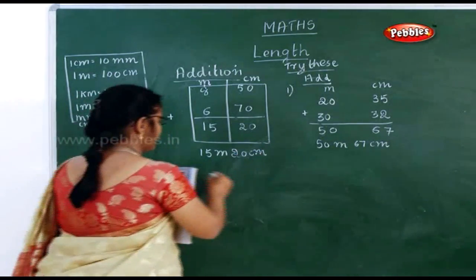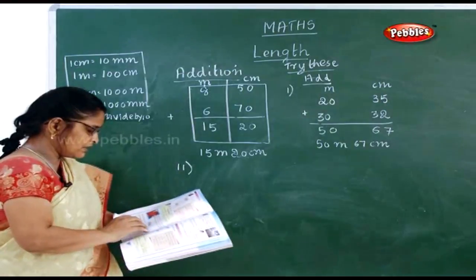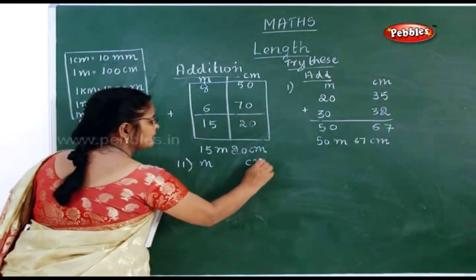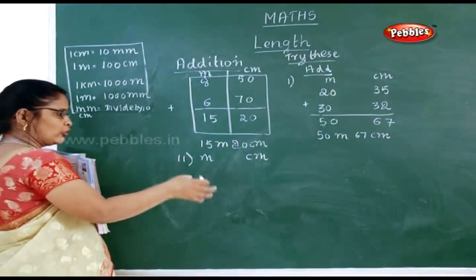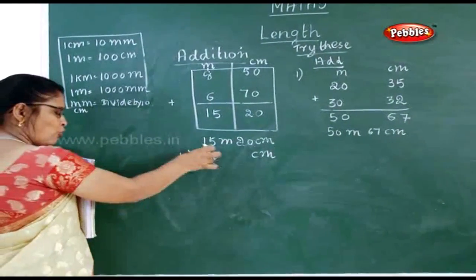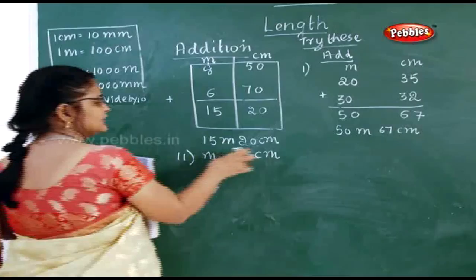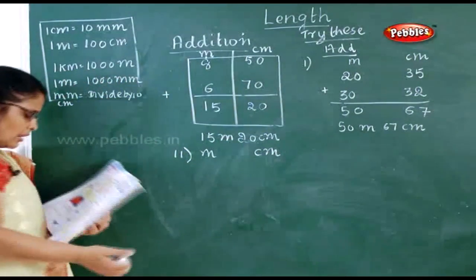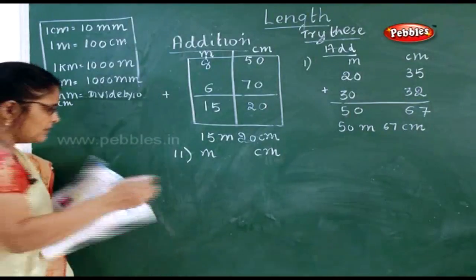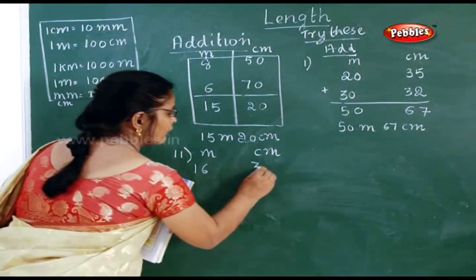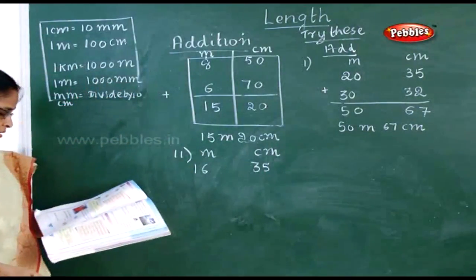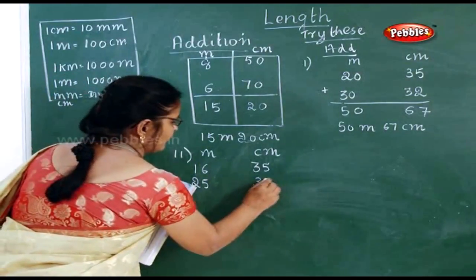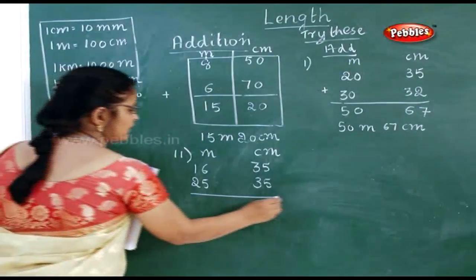Now next sum. What is the next sum they have given? Meter again, meter and centimeter. Always you have to look into the sum they have given, whether it is given in meter, centimeter or kilometer, meter. You just write it on the top. Now what is the second sum they have given? 16 meter, 35 centimeter. With what do you have to add? 25 meter and 35 centimeter.